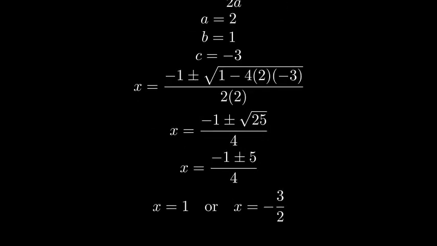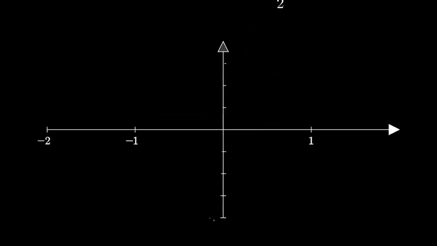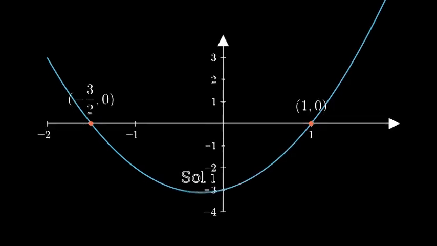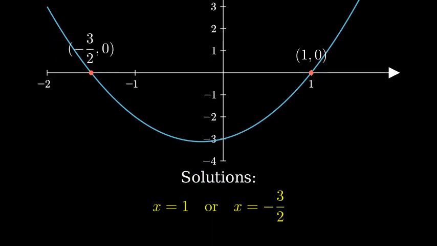Let's visualize these solutions on a graph. The parabola crosses the x-axis at our two solutions, x equals 1 and x equals negative 3 halves. In conclusion, we've solved this quadratic equation both by factoring and using the quadratic formula, and verified that both methods give us the same solutions: x equals 1 and x equals negative 3 halves.